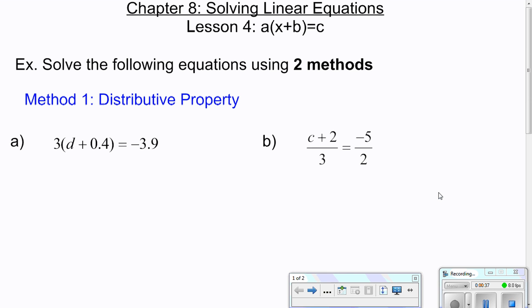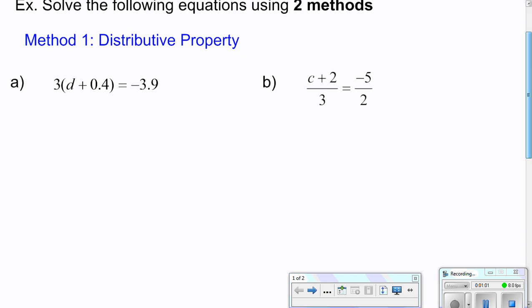You're going to have to start to recognize which strategy is more useful for what type of equation, if that makes sense. So I'm going to show you the distributive property method, and then I'm going to show you a second method, and depending on the question or what you feel most comfortable with, you are going to try using one of these methods, okay? So first we're going to use distributive property.